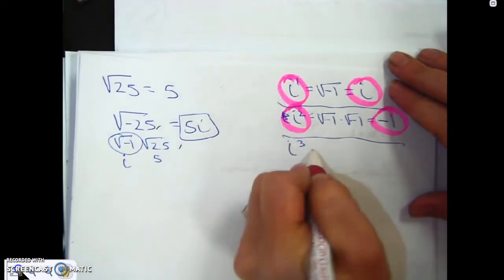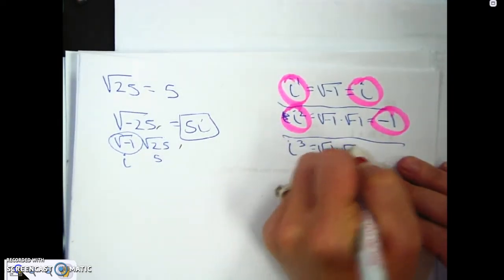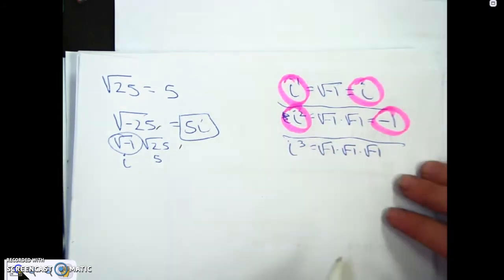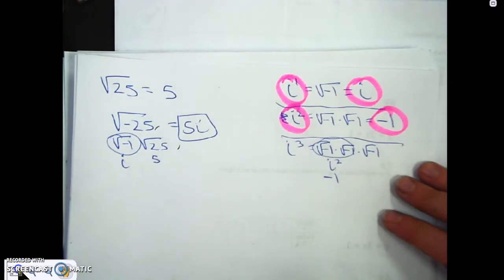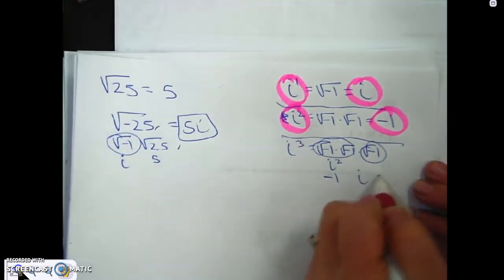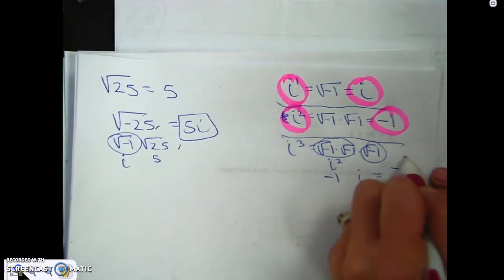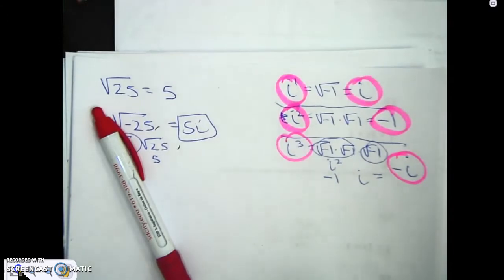i cubed. i cubed is the square root of negative 1 times the square root of negative 1 times the square root of negative 1. Well, we know this represents i squared, so that's negative 1. This represents i. Negative 1 times i is just negative i. So i cubed is negative i.